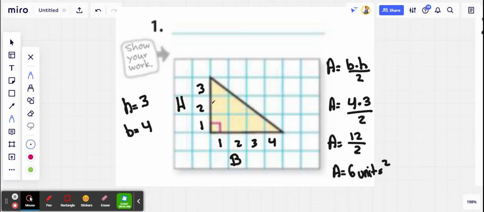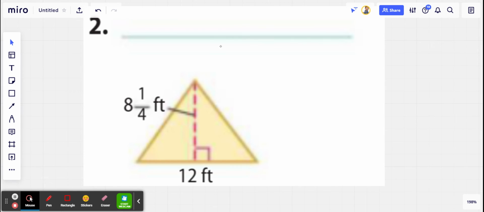squared. 6 units squared. Now, if we were talking about feet, if this was 3 feet and 4 feet, it would be 6 square feet, or 6 feet squared. But since there's nothing labeled, we don't have a unit of measure, we're just using units. Okay, all right, let's check out another example. Here's an example of a triangle, and they give us some dimensions here. We just have to figure out what the area is.